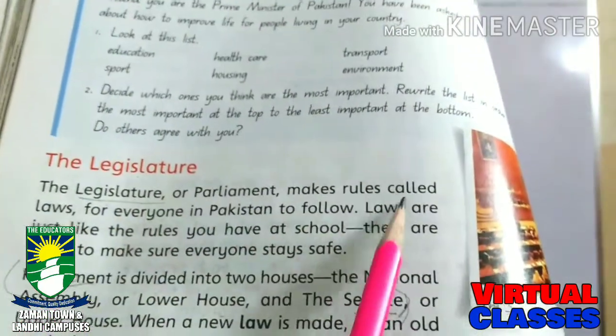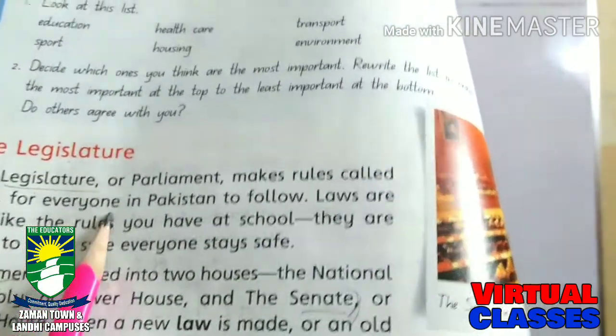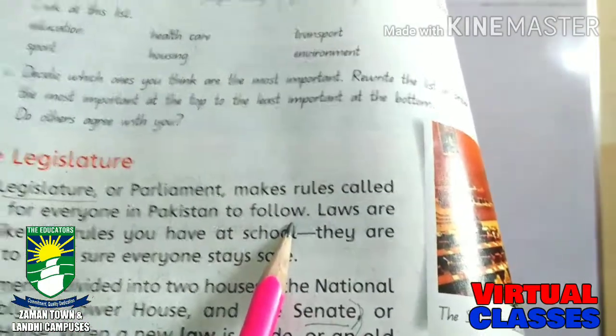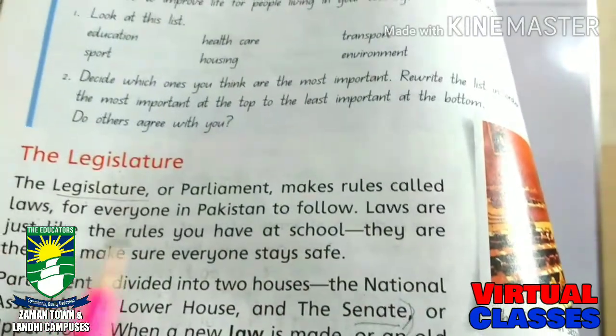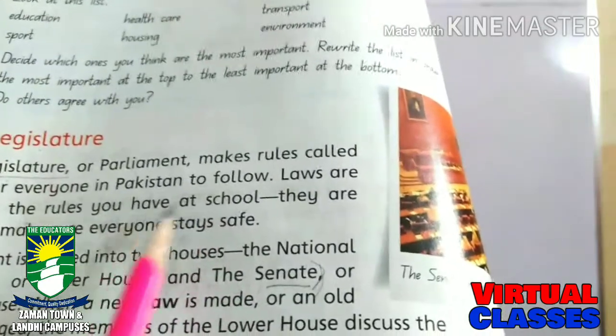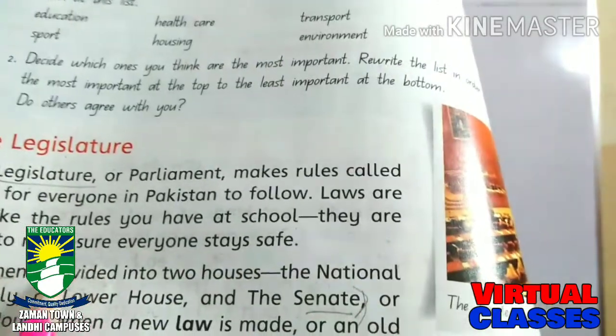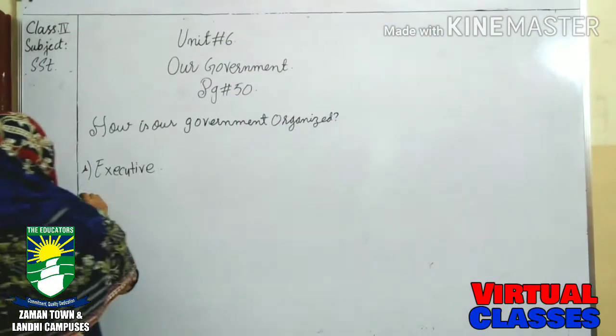The legislature or parliament makes rules called laws for everyone in Pakistan to follow. Laws are just like the rules you have at school. They are there to make sure everyone stays safe. Now after this we have the legislature.